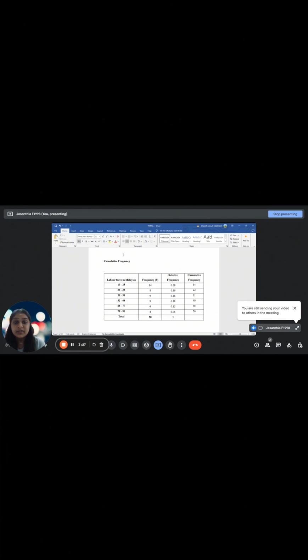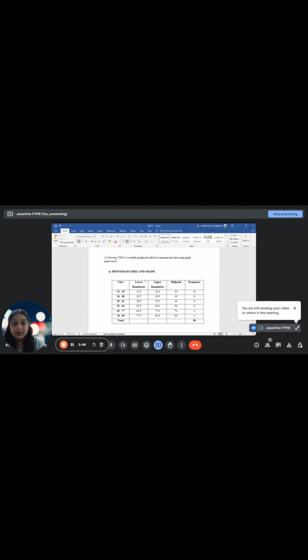For the cumulative frequency, for example, we start from 14 and we add 8, then we get 22. And repeat the same thing.